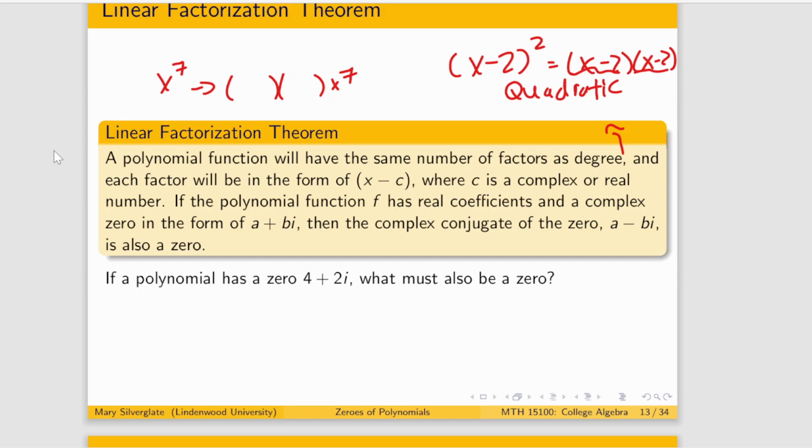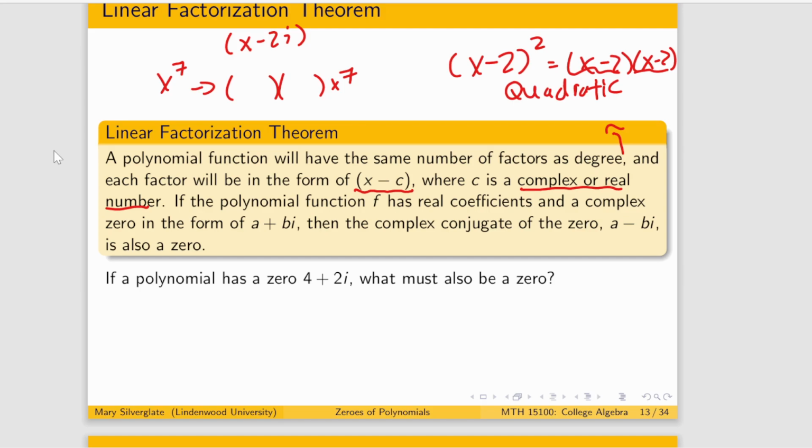And each factor will be in the form of x minus c, where c is a complex or real number. So what's really taken one step further here is that I'm conceptualizing I could have an x minus 2i, for example. While before I would just run out of real solutions, now I can talk about what type of non-real solutions we have.